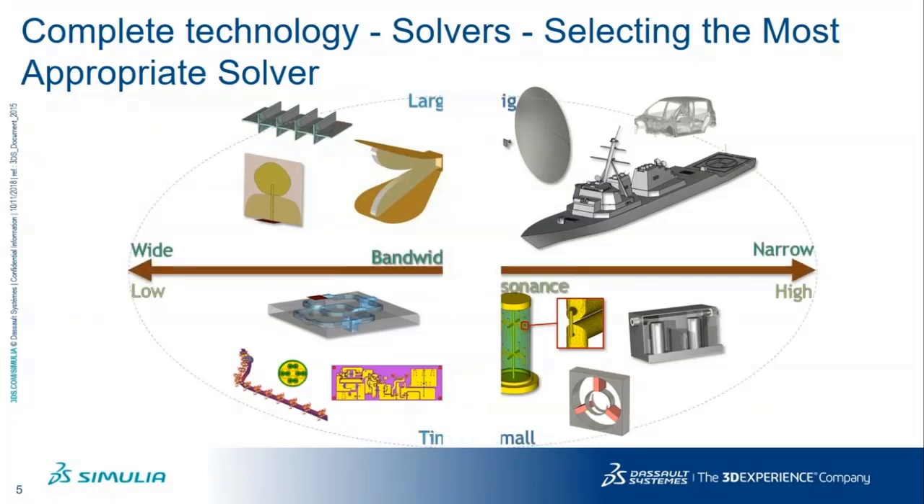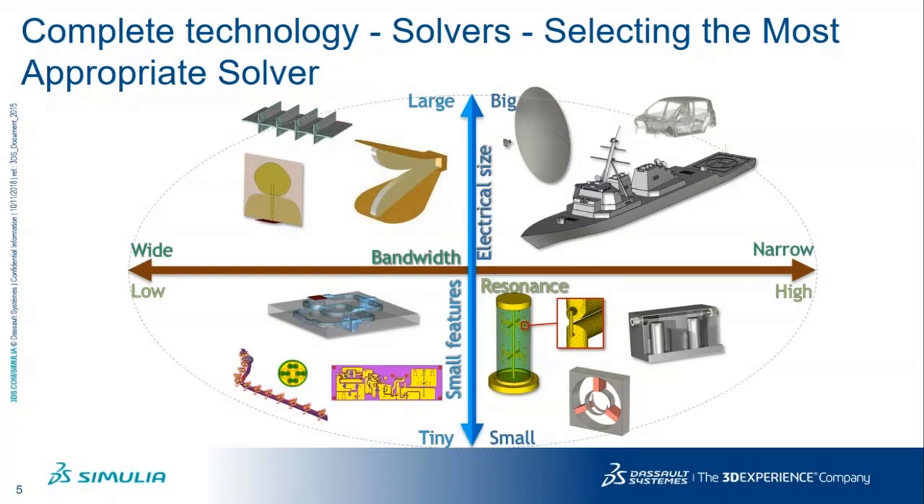Okay, so for electromagnetics, you have all of these different applications that use electromagnetic physics. Those come in a variety of flavors, or we can break them down a bit more, and these are the ways that they're broken down for simulation purposes. You can have very wide band, narrow band, large electrical size or small electrical size, and then you have certain applications which have resonance.